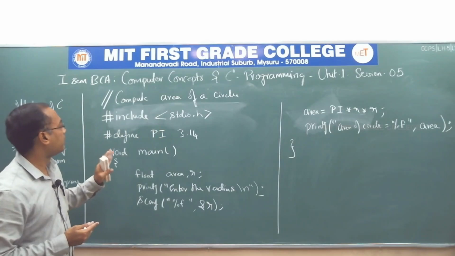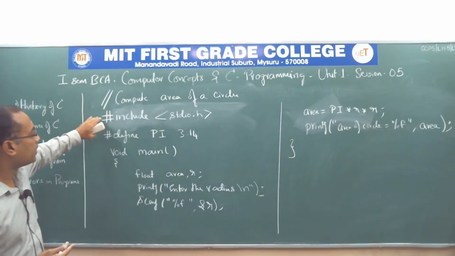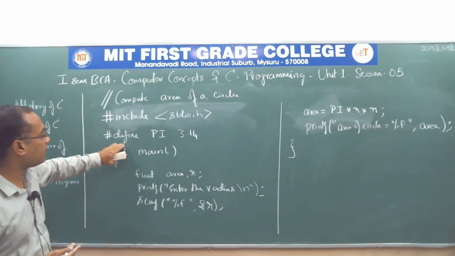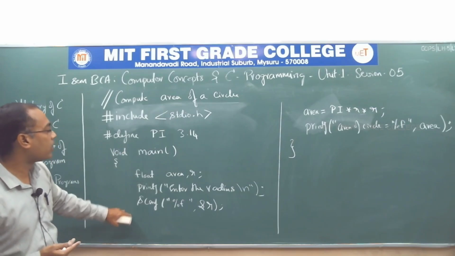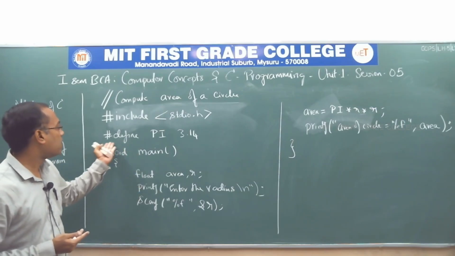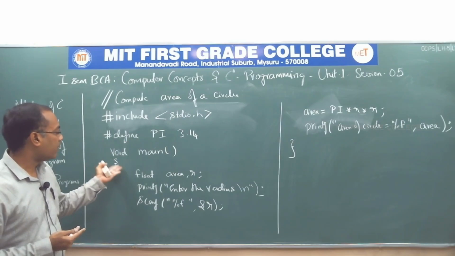So I hope you have understood. This is the comment section, this is the inclusion section, this is the definition section. We are not declaring any global variables here because there is only one block. There are no multiple blocks. If there are multiple blocks, then we'll go for global declaration. So here there is no need for global declaration. Directly we will have the main function.